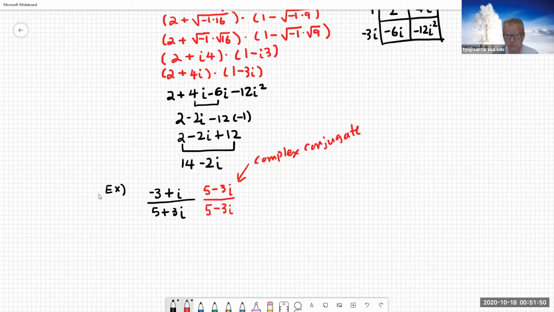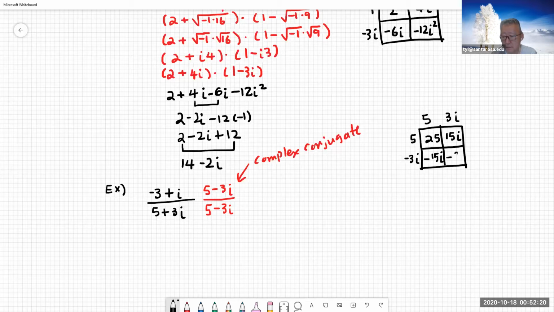Okay, then you're just going to have to multiply them. Okay, so let's just do the bottom one first. Again, I'm going to use the box over here. So I have a 5, 3i, then 5 minus 3i. So that will be a 25, 15i minus 15i minus 9i squared. So the bottom one over here, I have a 25 plus 15i minus 15i minus 9i squared.